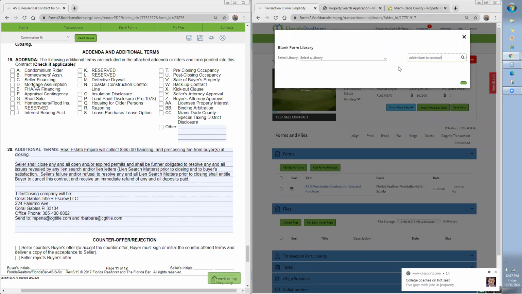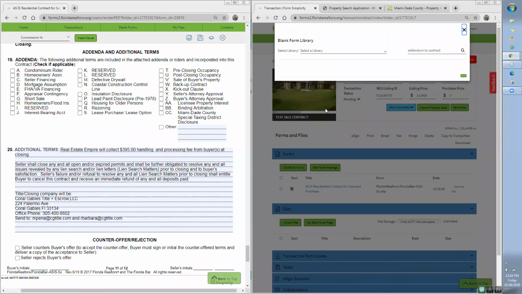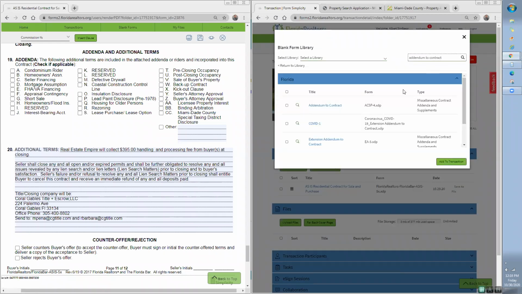And it is, it's freezing. Let's try this again. There you go. Addendum to contract.